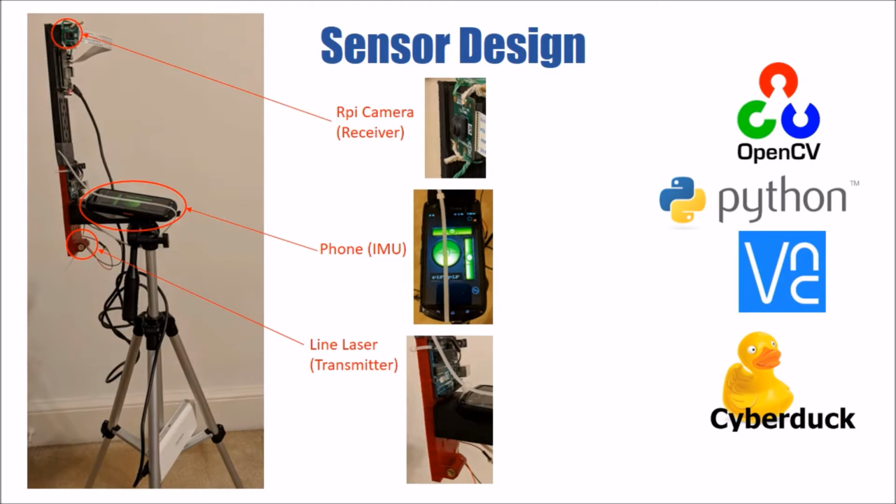The Arduino and Raspberry Pi were powered by a battery bank which sat on the tripod, and I used my phone attached to the 3D printed tripod mount as my IMU in order to record the angle of my system. For software, I used a combination of Python and OpenCV for data acquisition and analysis, along with VNC Viewer and CyberDuck to access the Raspberry Pi from my laptop and for file transfer.